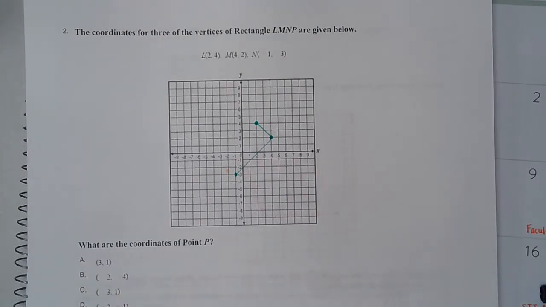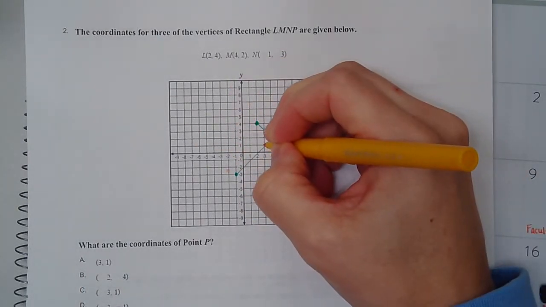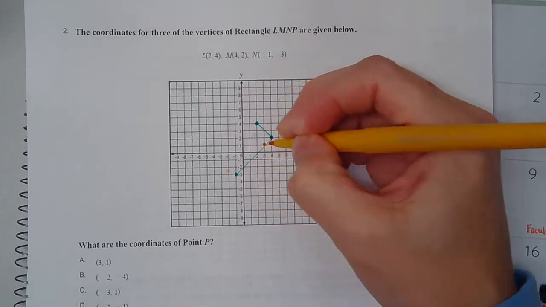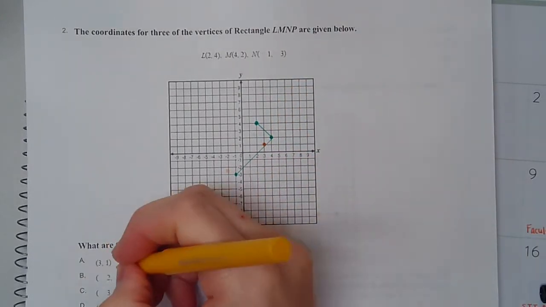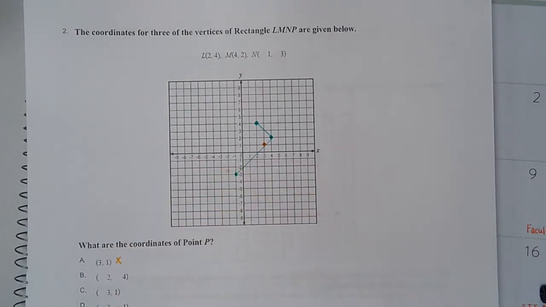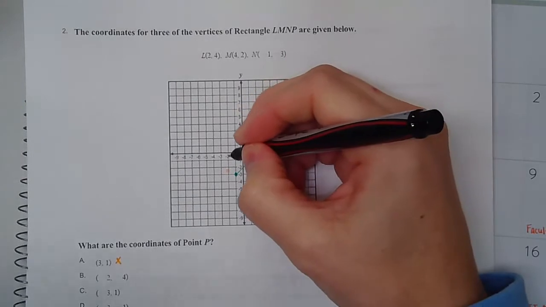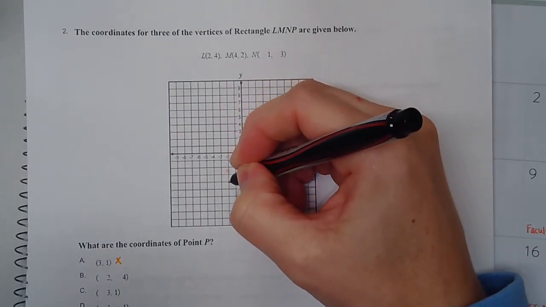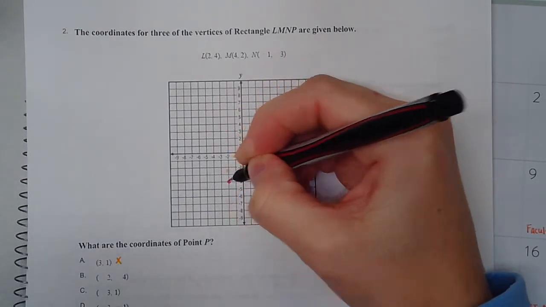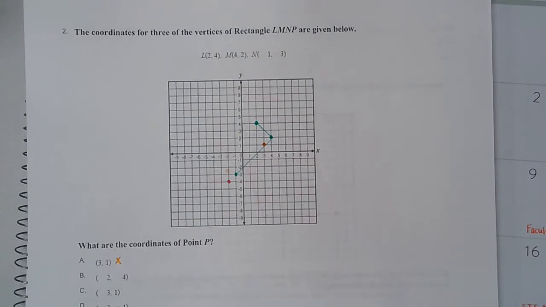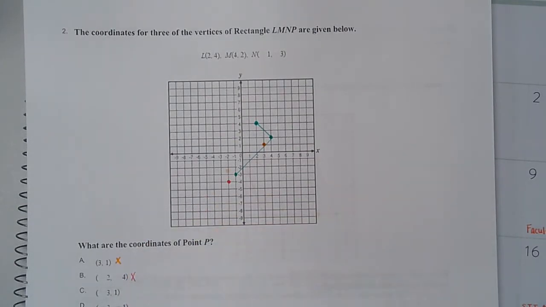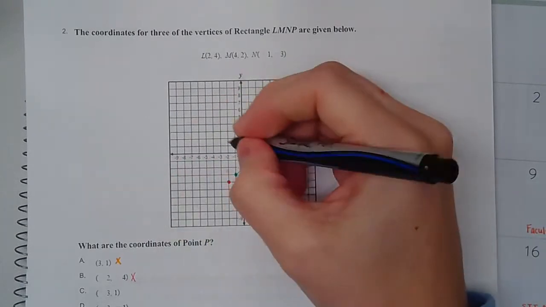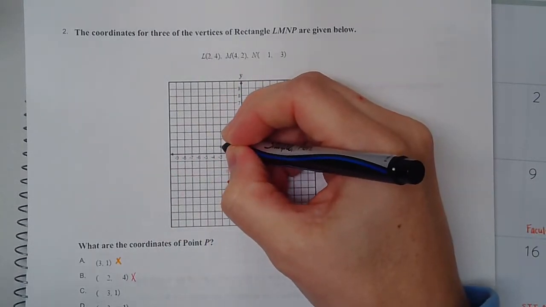The first one they gave us is (3, 1). (3, 1) is going to put you right there. That's obviously not the fourth point of my rectangle, so that can't be right. Okay. The next one says (-2, -4). That's down here. That's obviously not going to complete my rectangle either. So no. Okay, the next one, (-3, 1).